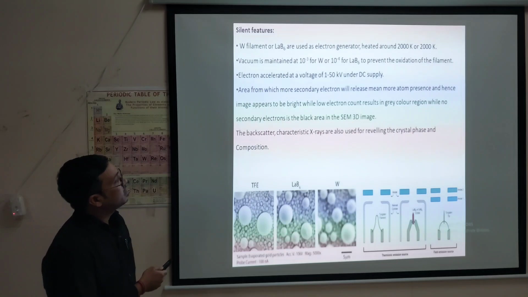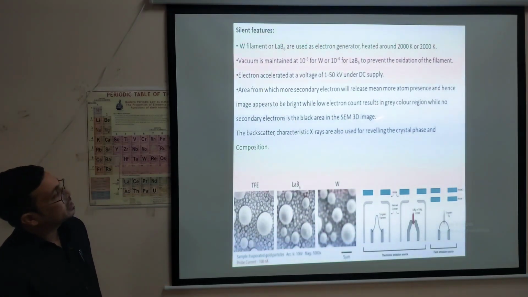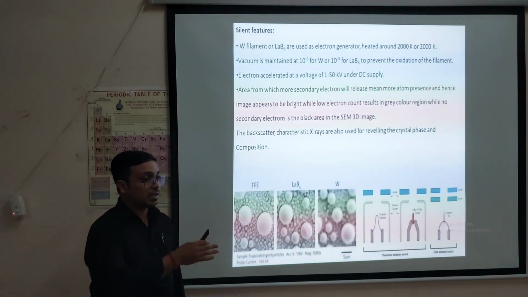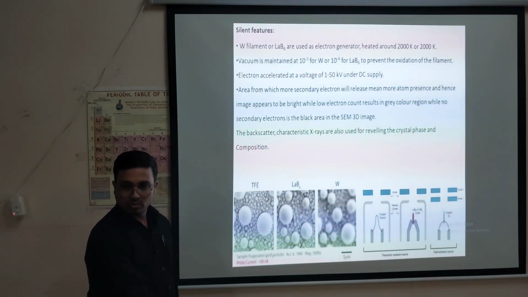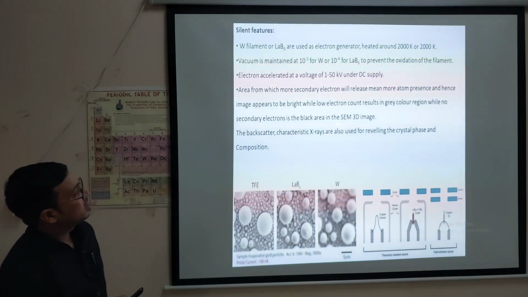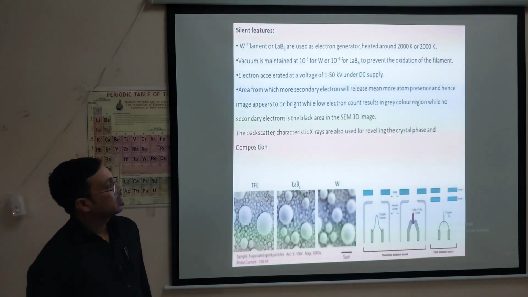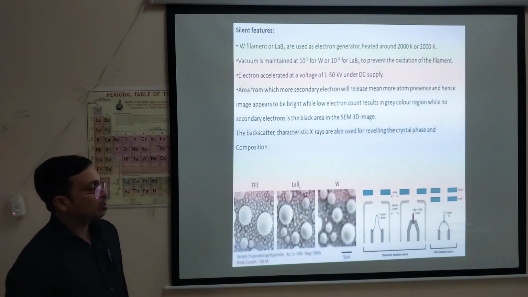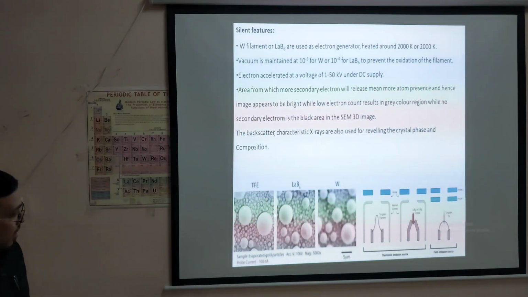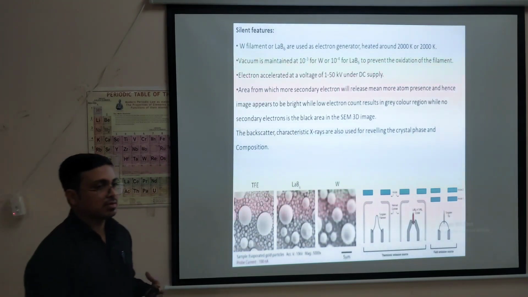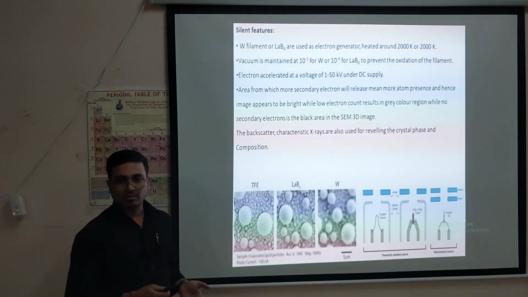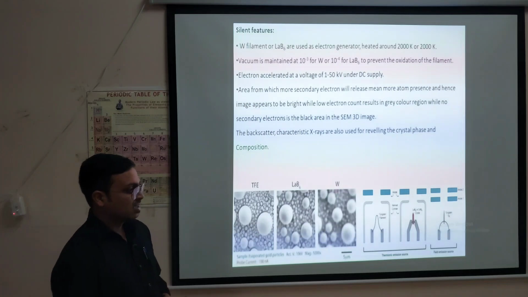So that part has just been narrated here, and it gives a 3D image. Whereas in the case of a TEM, you get a 2D image, since the beam is transmitted through. I told you about the backscattered electrons, and the characteristic X-ray gives an idea about the crystal phases and the composition of the system. Here I have given an image, though it appears to be a bit blurred. I have collected this from Google, so the image quality is not that high.